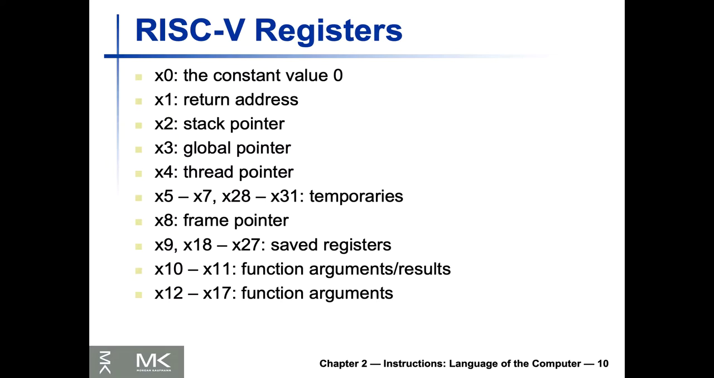X8 is the frame pointer. It sort of acts as an offset for the stack pointer. X9 and X18 to X27 can be used for saved registers, and the rest are function arguments. So later on, when we talk about more examples, you're going to learn them by heart, how you're going to use some of those, and how you can actually take the best use out of these available registers, okay?